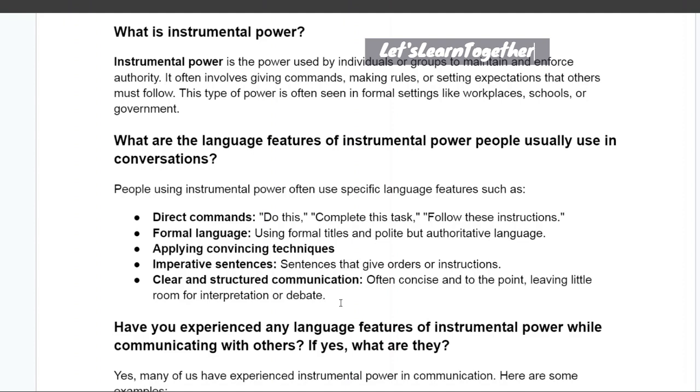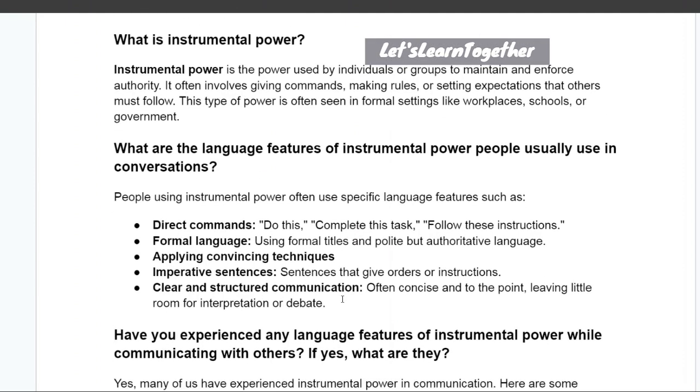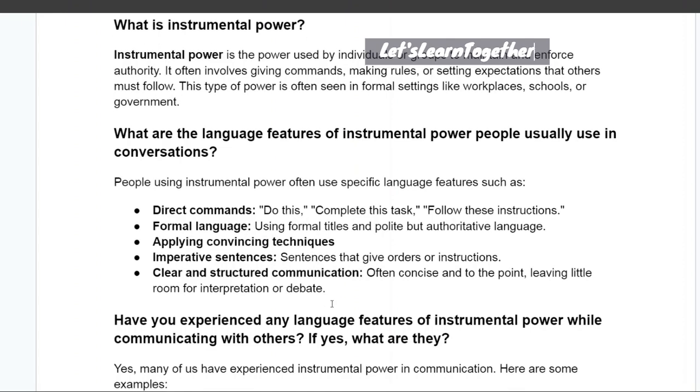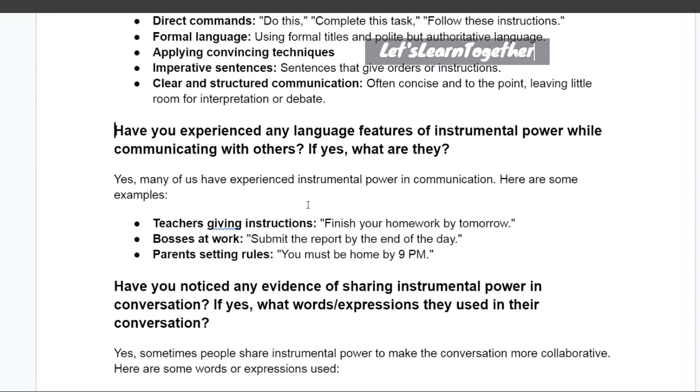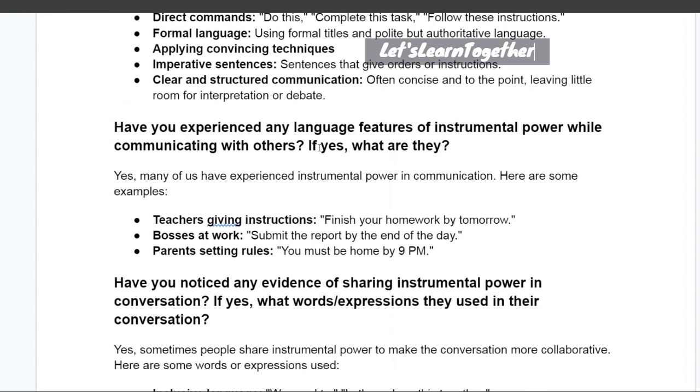And that's when we can say that their words are demonstrating instrumental power with the help of inclusive language. Because clear and structured communication demonstrates the confidence of people and it helps to build up trust. Then the next question is, have you experienced any language features of instrumental power while communicating with others? If yes, what are they?